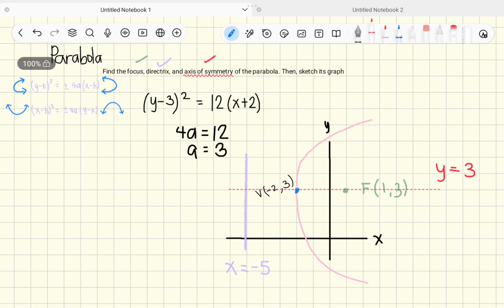Therefore, your axis of symmetry is no longer either the x or y axis. It is already a different line. Okay, so the focus and the vertex are 2 points at which the axis of symmetry passes through, and the axis of symmetry is perpendicular to your directrix.